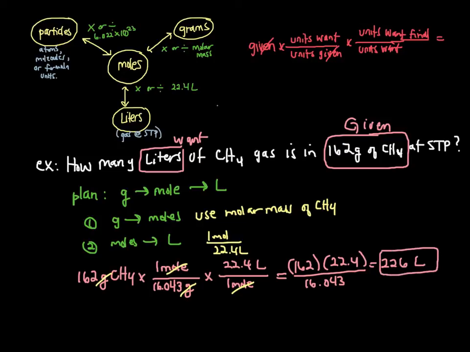So in any of these conversions, the key is planning your conversion. So if I want to go from, say, particles to liters, I know that I'm going to need to take that number of particles and convert it to moles first, and then moles to liters. Or if I want to go, say, particles to grams, I would need to convert particles to moles and moles to grams. So it's really important that you think through how you're going to go through these conversions and plan them out before you start to make them.